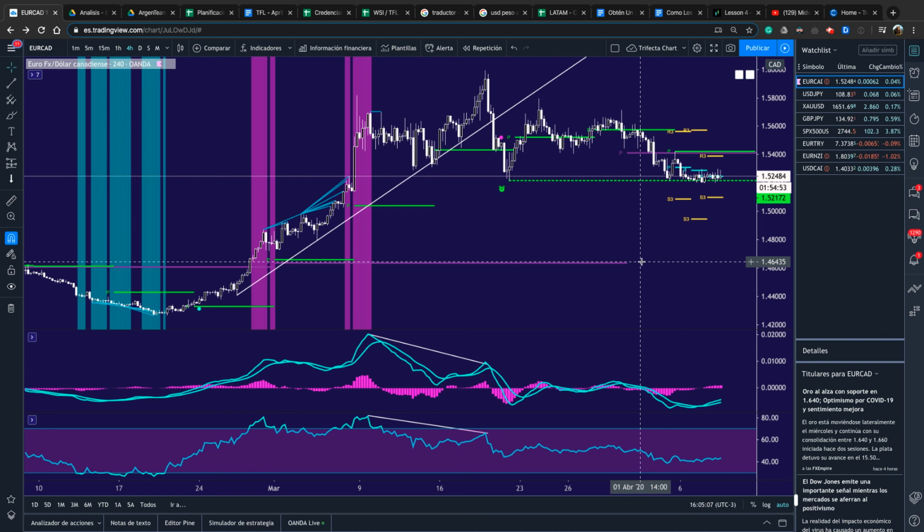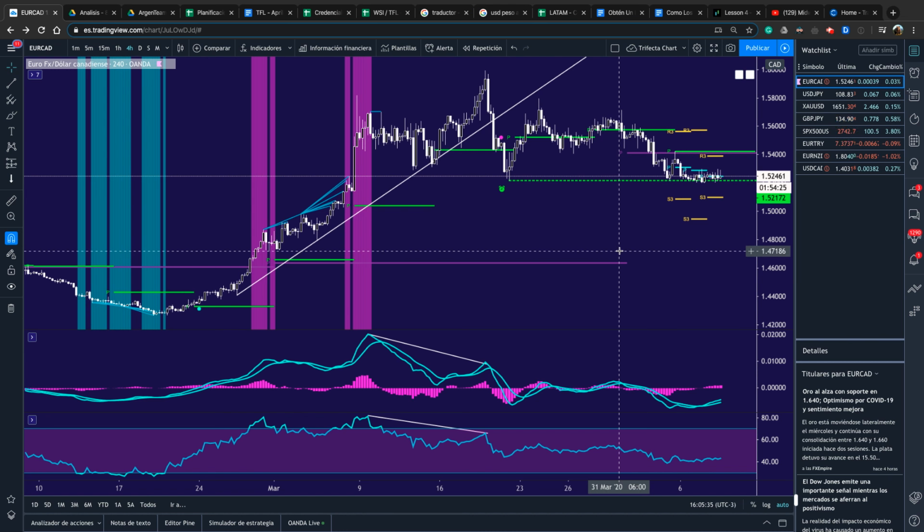1.46 or so. Well, here we have a missed monthly pivot, and a couple of weekly missed pivots that are really nice objectives on that movement, if in the end it happens, right? So I am strongly bearish in this market.